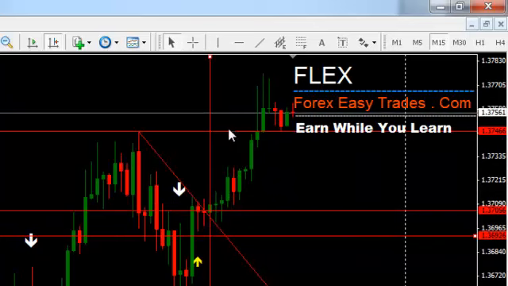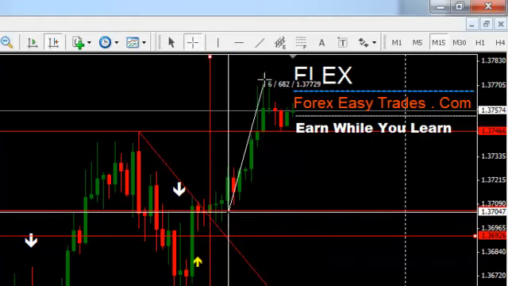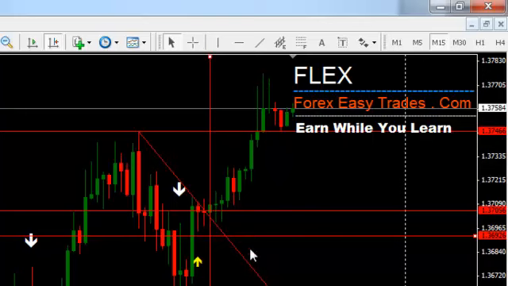When the first target hits, either I close my trade, or I can move my stop loss to break even, or I can partially close and move the rest to break even. And you can see the total movement here is around 70 pips. So it's a very good alert.